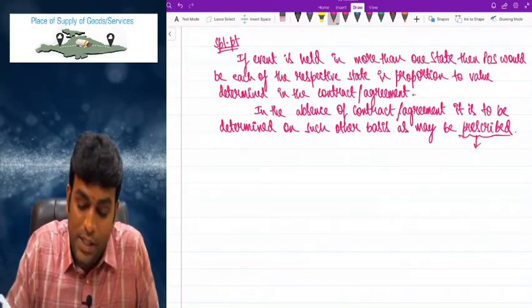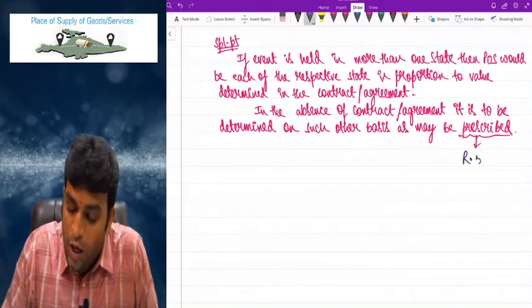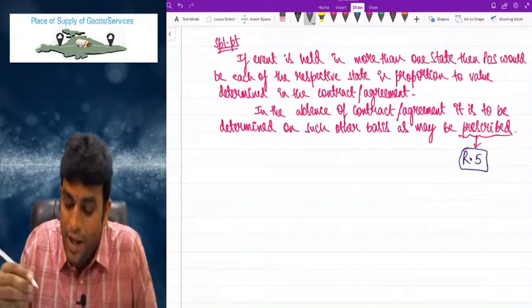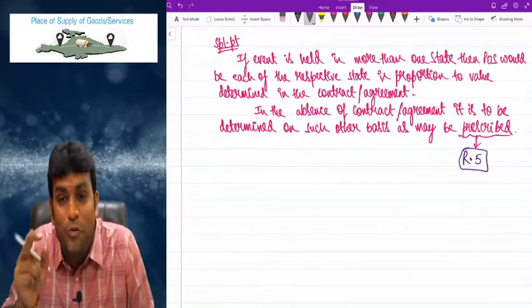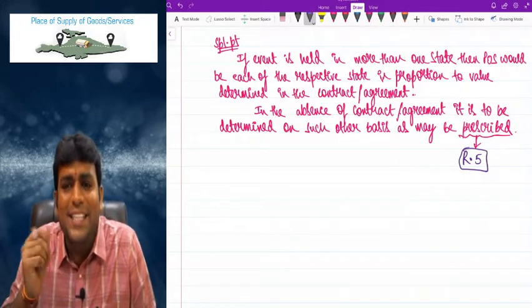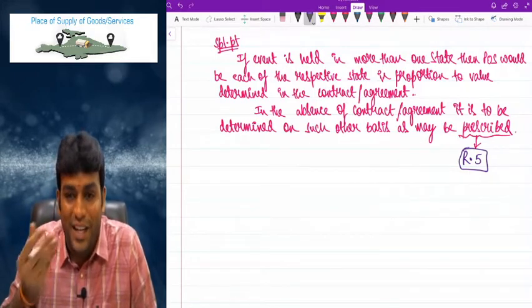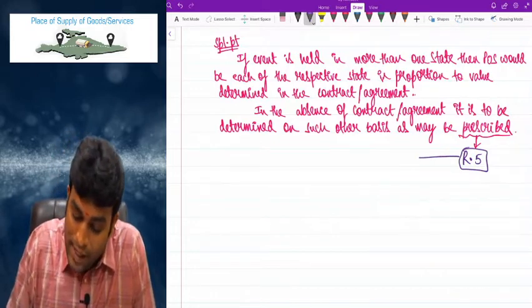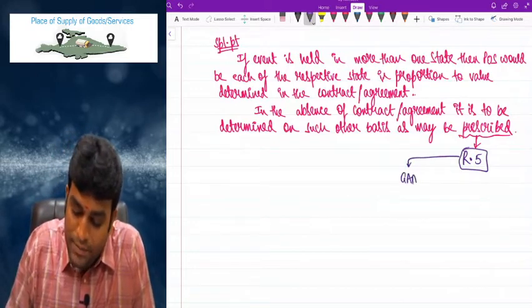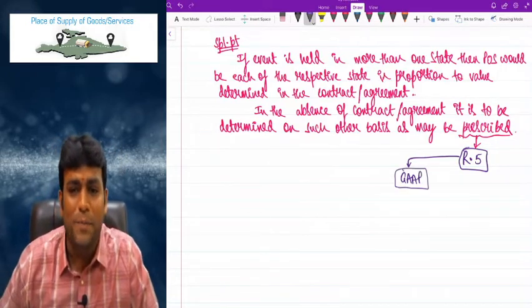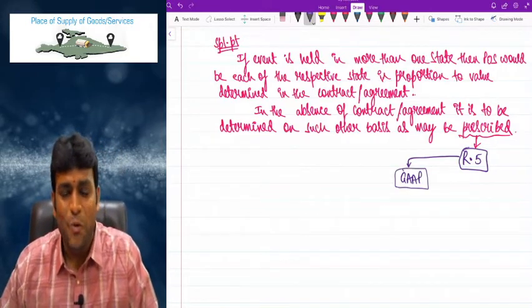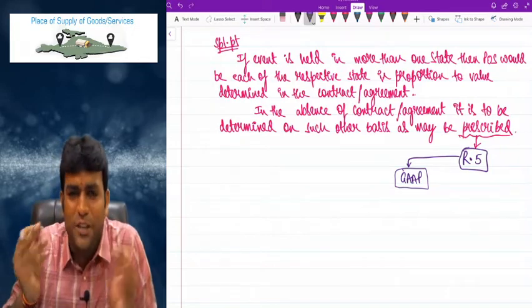Let me clarify, it is already prescribed by the brilliant rule called Rule 5, my dear friends. Rule 4 we learnt in immovable property, and here we are talking about Rule 5. And Rule 5 of what rules? IGST rules, obviously, because we are in the IGST Act. And Rule 5 says follow something called GAP. GAP is nothing but generally accepted accounting principles. Whatever is generally accepted, based on that you do.